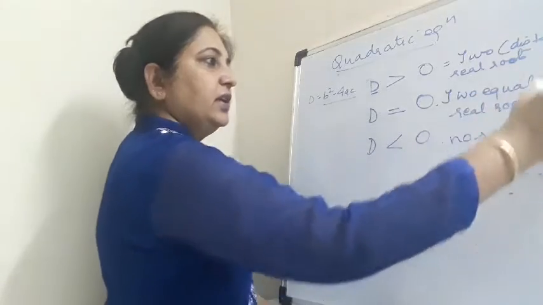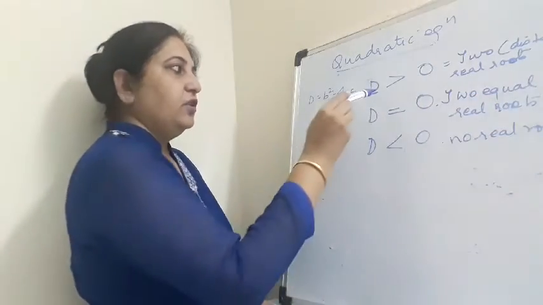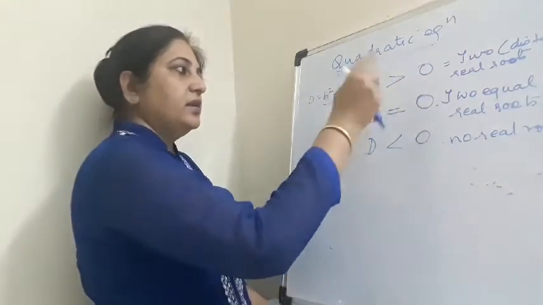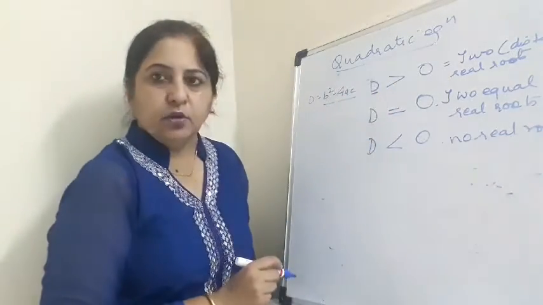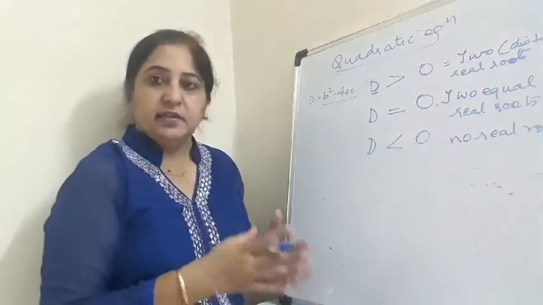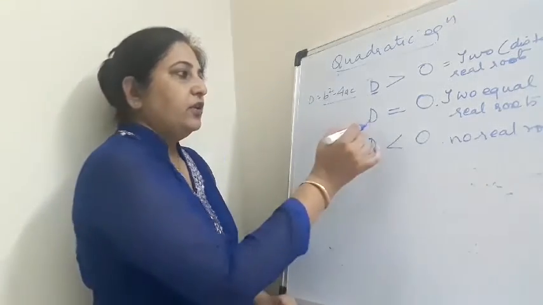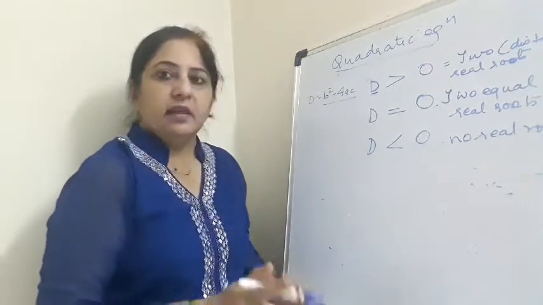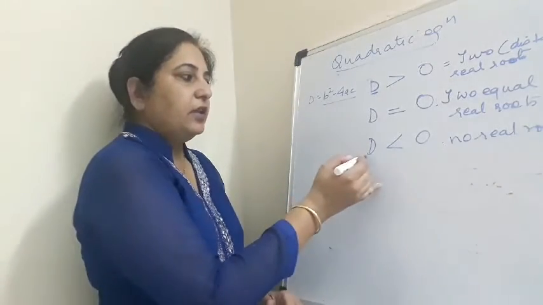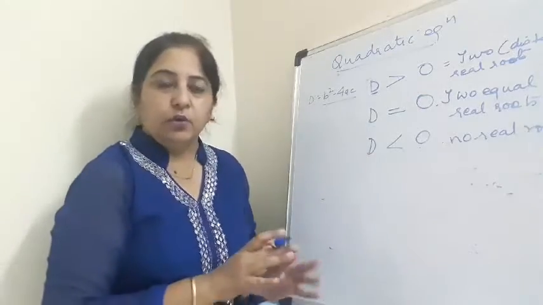So depending on these three conditions, you will first find the value of D and then check whether it is greater than, equal to, or less than 0. If it is greater than 0, the roots are real but distinct, meaning different. If D is equal to 0, the roots will be real and equal. And if D is less than 0, then it will have no real roots.